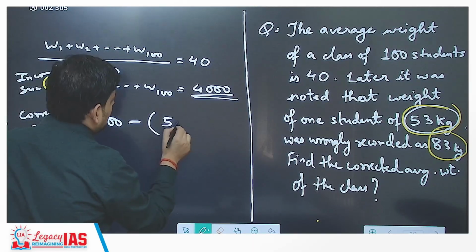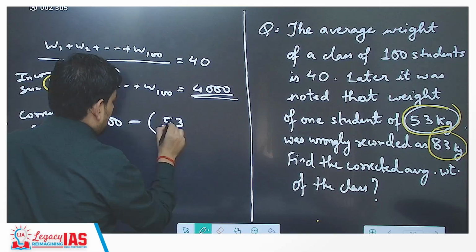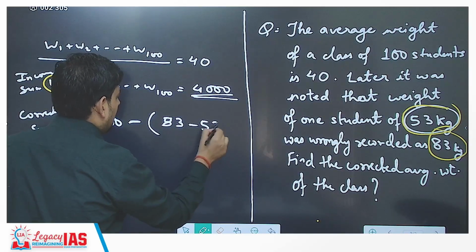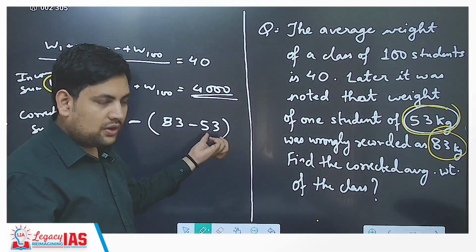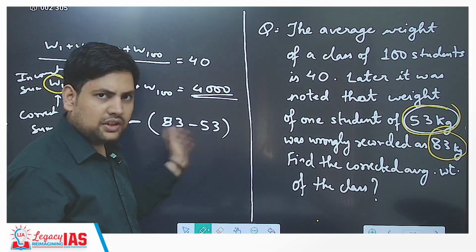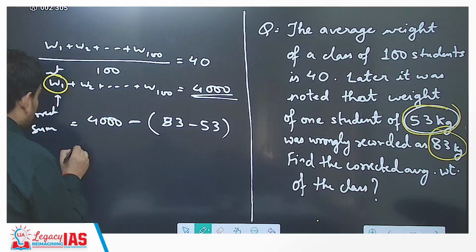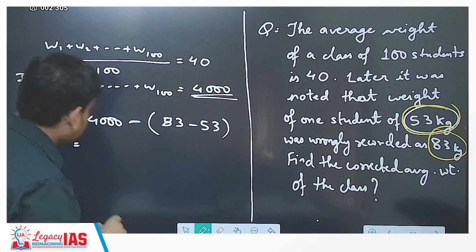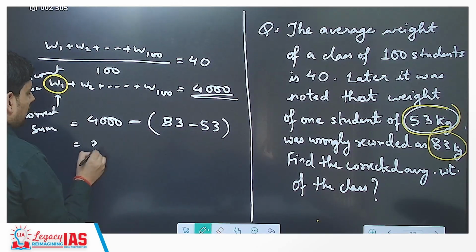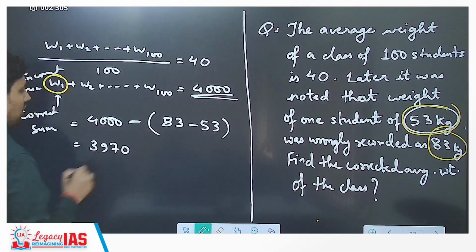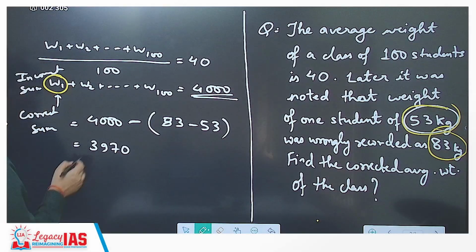His weight, that is wrongly recorded as 83, was actually 53. So you subtract this, and what you get? You get 4000 minus this, that is 30. So you get 3970.